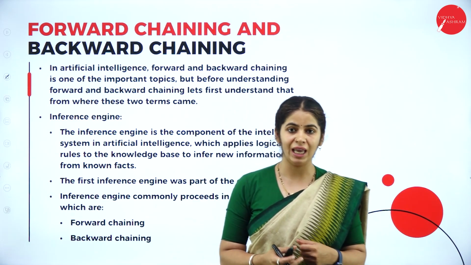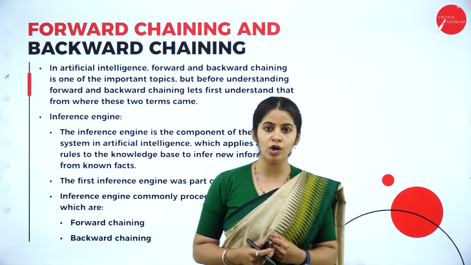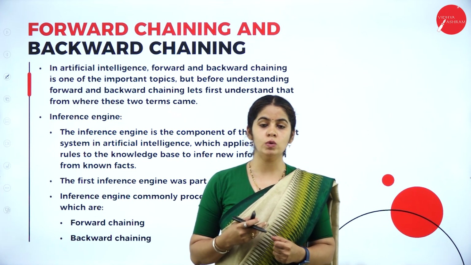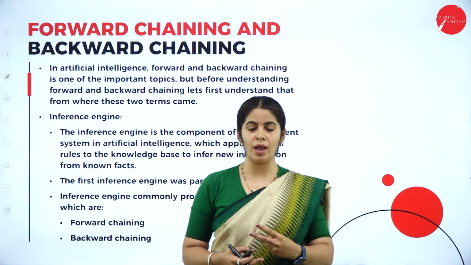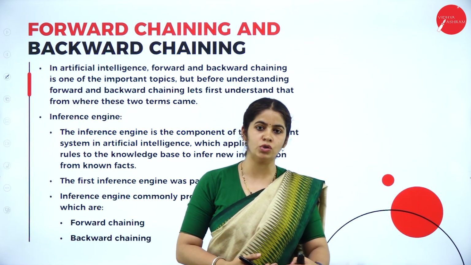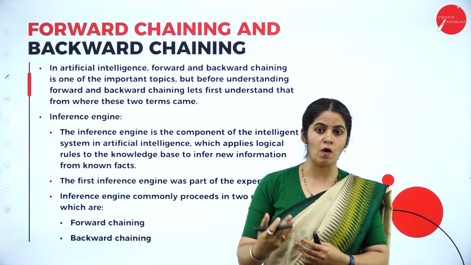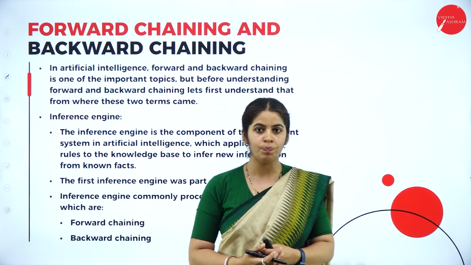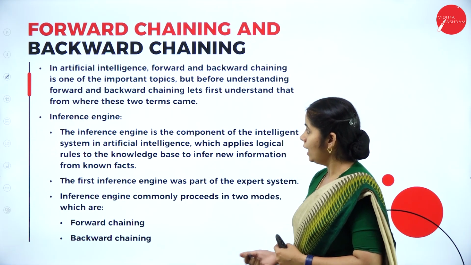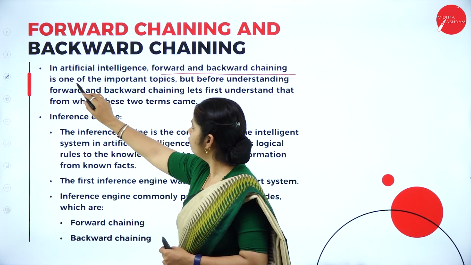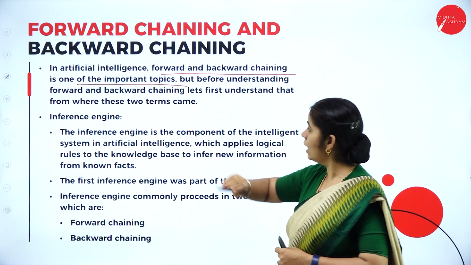Next, one more very important knowledge representation topic is the inference system. How do we use the inference system? There are two types: we can use it through forward chaining and backward chaining. Let us discuss what forward chaining and backward chaining are, with an example for each. In artificial intelligence, forward and backward chaining are among the most important topics.